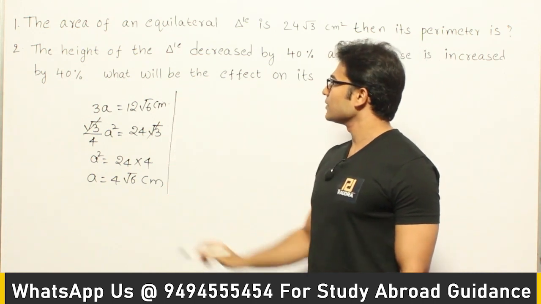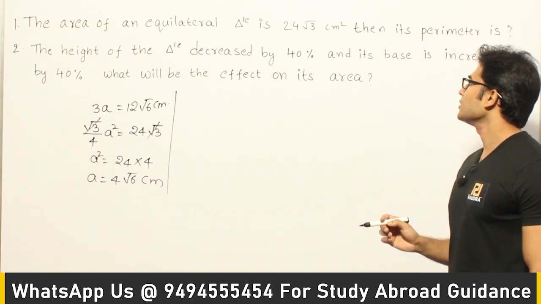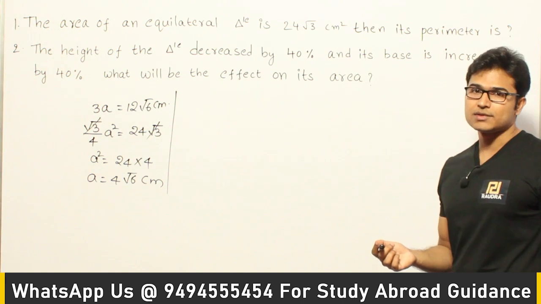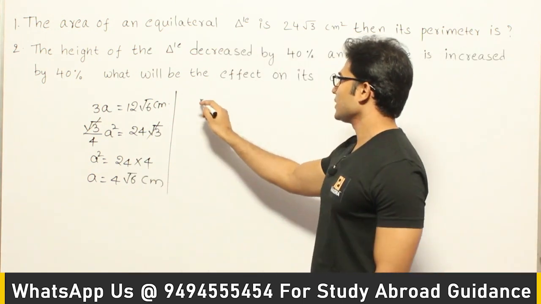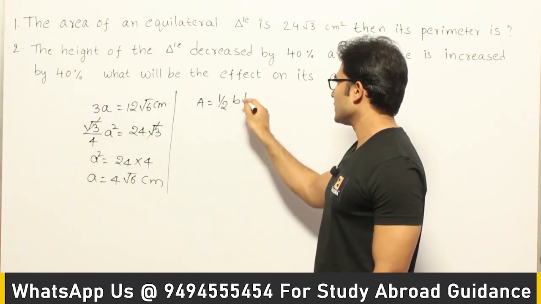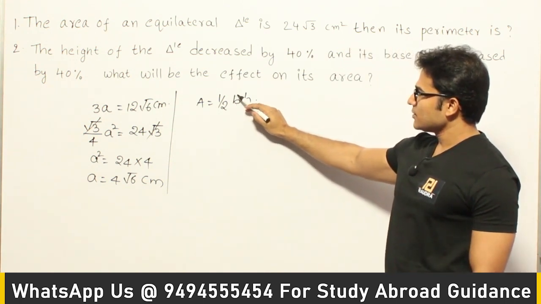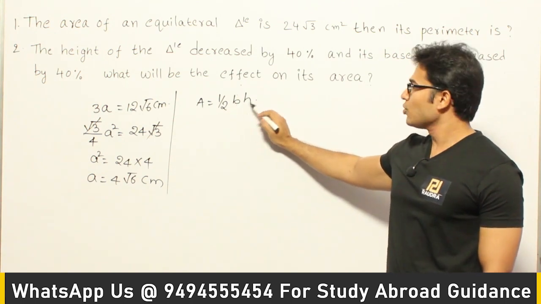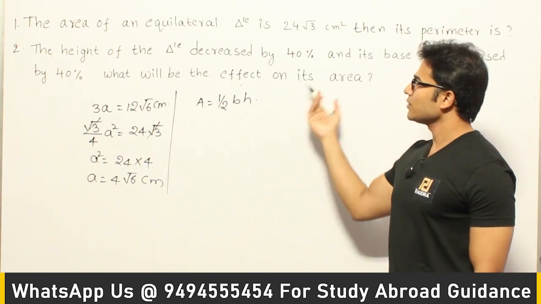In the second question they are saying that the height of a triangle is decreased by 40% and its base is increased by 40%. What will be the effect on its area? So we know that the area of a triangle is half into base into height. Now they are saying that the base is increased by some percent and the height is decreased by some percent, and both these percents are equal. Then they are asking about the effect on the area.